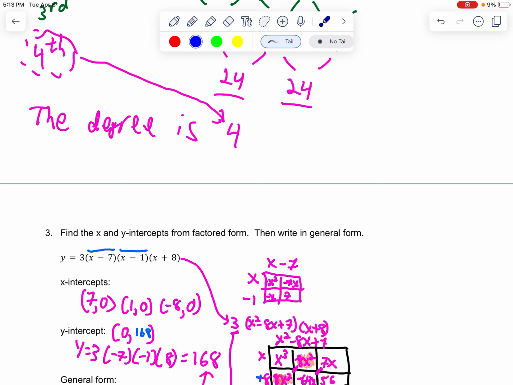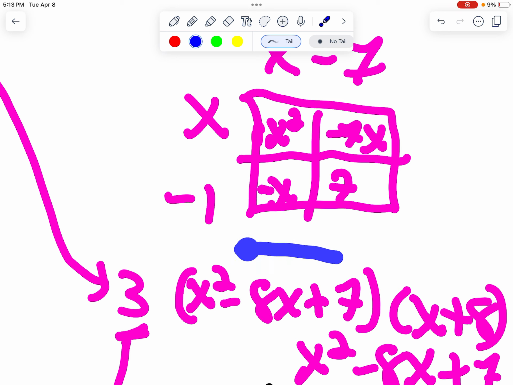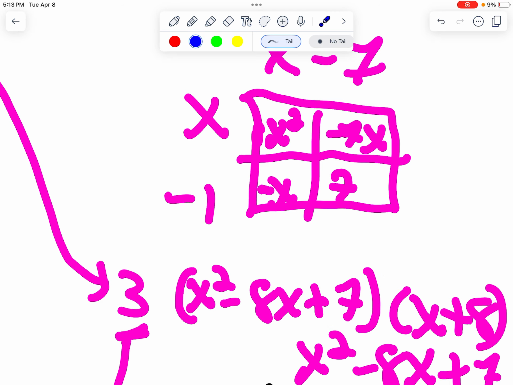I'll just FOIL it because it's easy to FOIL two binomials. So x times x gives you x squared. Negative 7, x times x gives you x squared. X times negative 1 is negative 1x. Negative 7 times x is negative 7x. Add those up, that's negative 8x. Negative 7 times negative 1 gives you positive 7, and that's where this came from. Then I have to remember to multiply it by the x plus 8, the third binomial.